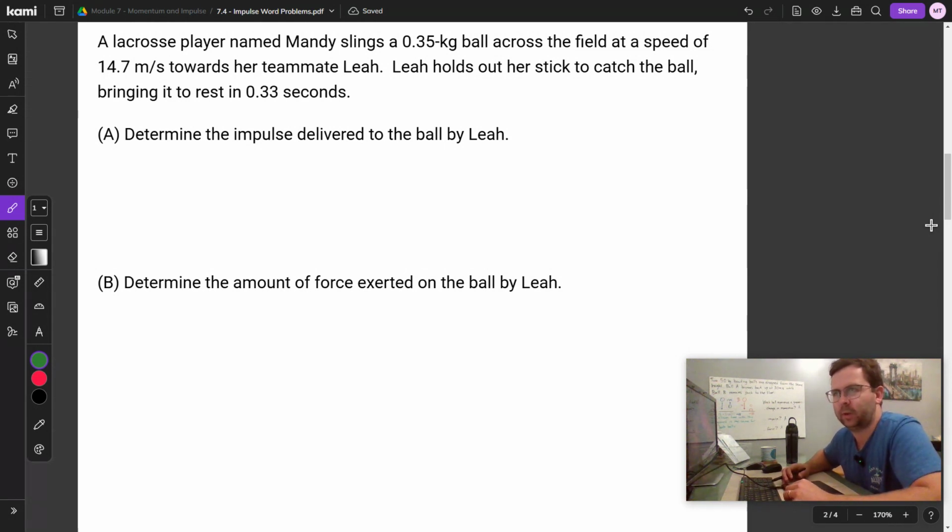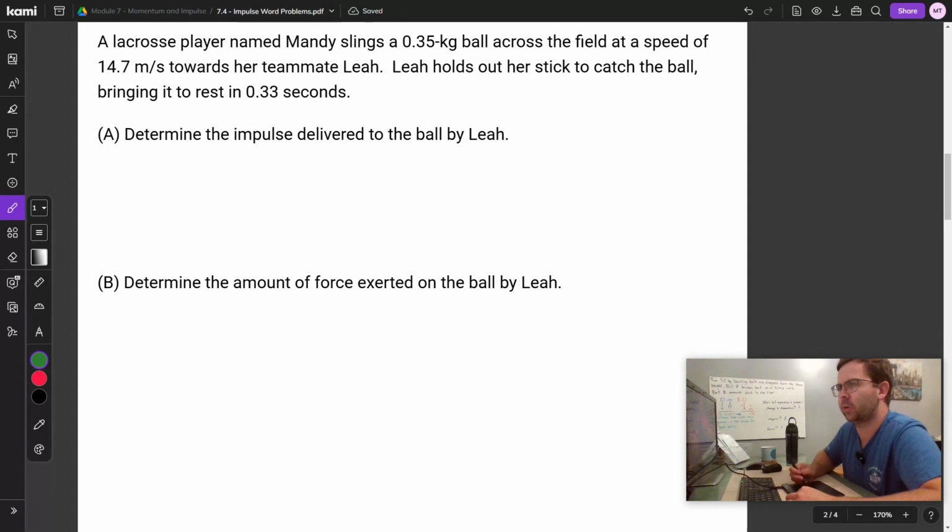A lacrosse player named Mandy slings a 0.35 kilogram ball across the field at a speed of 14.7 meters per second towards her teammate Leah. Leah holds out her stick to catch the ball, bringing it to rest in 0.33 seconds.